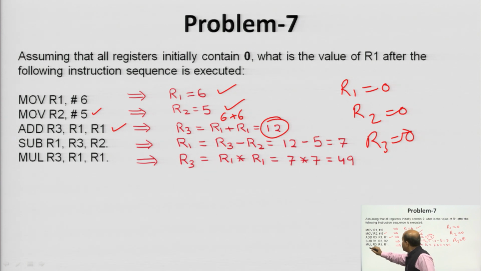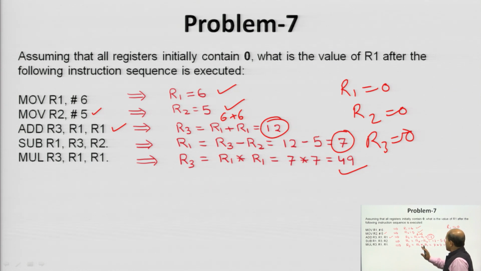In the next operation, there is multiplication of R 1 with R 1, and the result will be stored in R 3. So, R 3 equals R 1 into R 1. What is the value of R 1? R 1 is updated as 7, because in the previous instruction execution the R 1 value was updated, and the updated value is used here. We simply multiply both values of R 1 and we get 49 as the final result. So, this value will be stored in R 3.